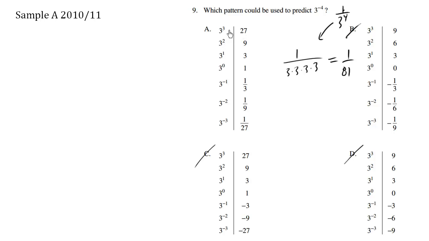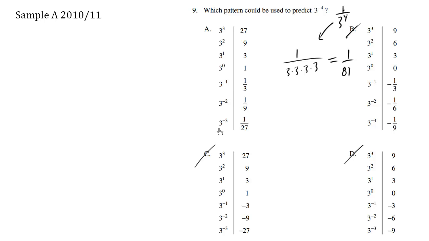But we see the pattern here. 3 times 3 is 9. 3 times 3 to the exponent 1, which is just 3. We have 3 to the exponent 0. Any base to the exponent 0 is 1.